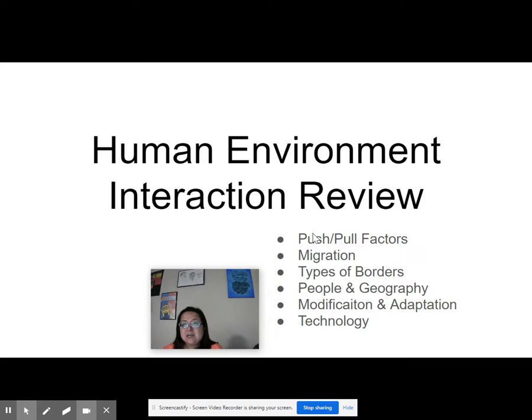Okay, so these are some things that we are going to be focusing on for this review. We're going to be looking at push-pull factors and how they relate to migration. We're going to be looking at different types of borders, and then we have people and geography, modification and adaptation, and then finally we're going to look one more time at our new technology just to make sure that we understand the importance of it. So let's go ahead and get started.